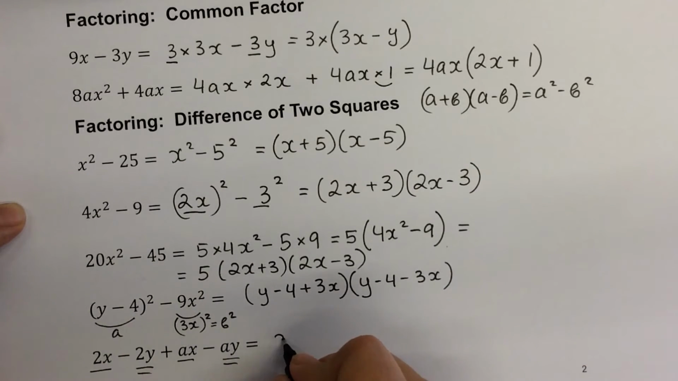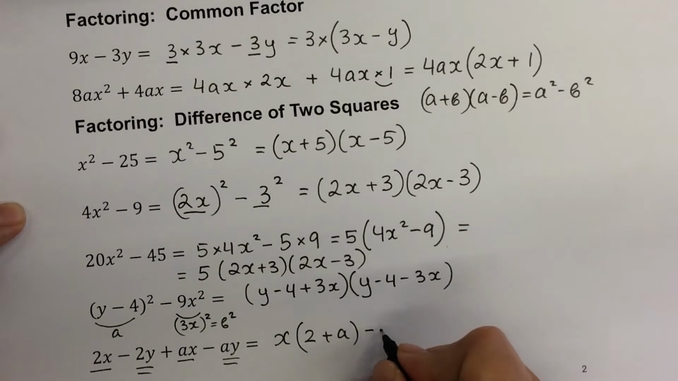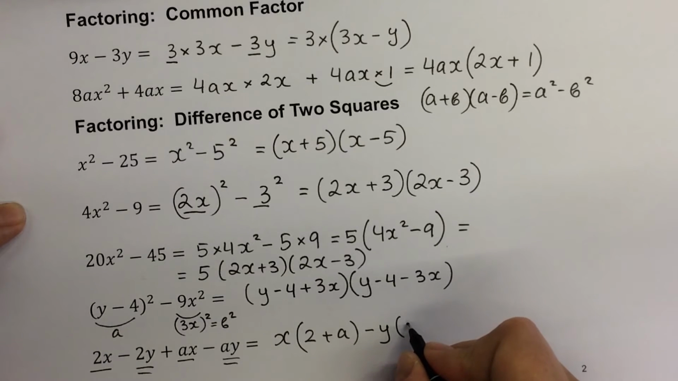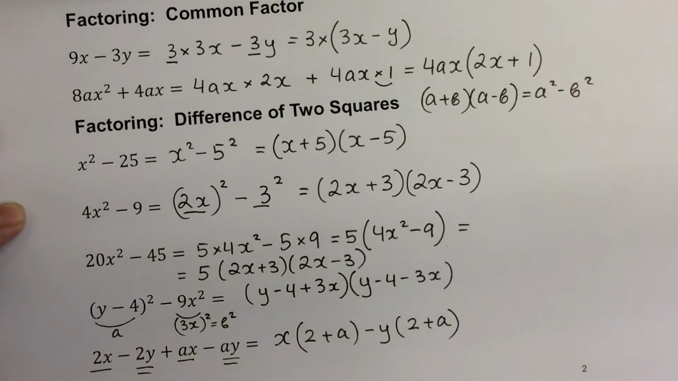So x would be a common factor, that would be x. What's left? 2 plus a. Okay, done the first pair. Then minus y is a common factor, and what do we have? Again 2 plus a. Okay, that worked.